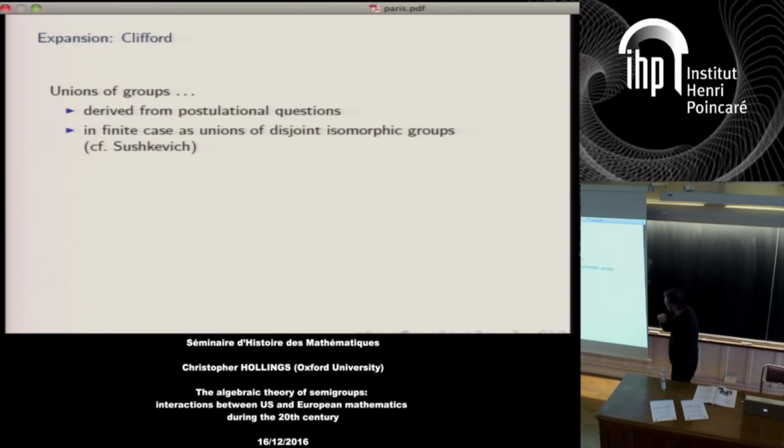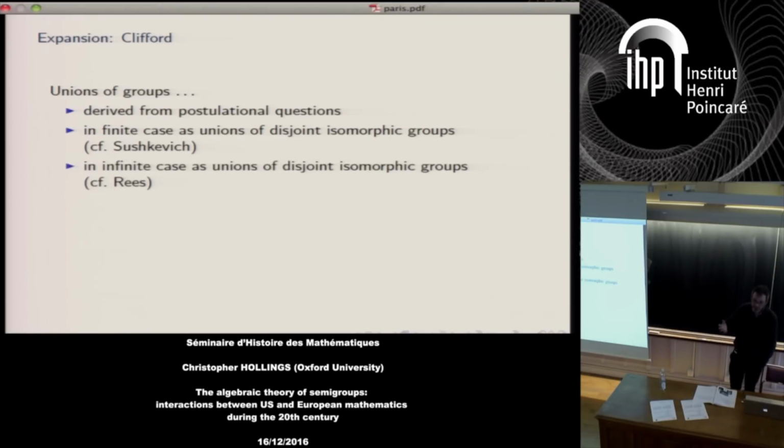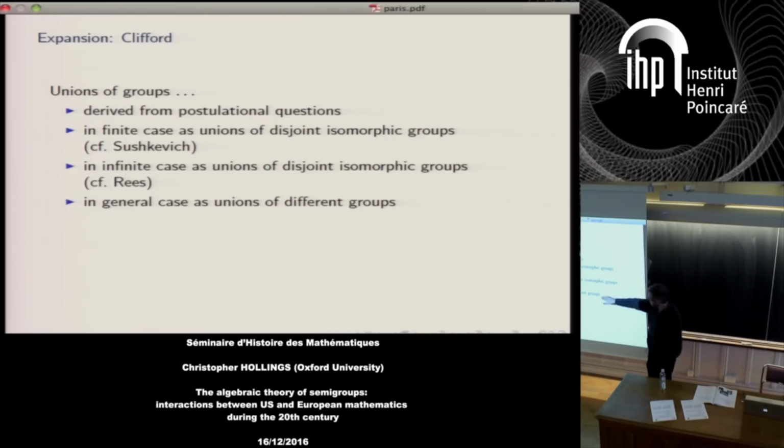He ends up with, he looks at the finite case as unions of disjoint isomorphic groups, like Sushkevich. He moves to the infinite case and looks at, again, unions of disjoint isomorphic groups, like Rees. And then he moves in a much more general direction. And this is one of the places where I think you can point to the beginnings of an independent theory of semigroups, because now we're not insisting the groups have to be isomorphic. There's a lot more theory needed as to how to put these things together. And so there's quite an elaborate theorem that Clifford proves about these things that I think is the real starting point for this independent theory.